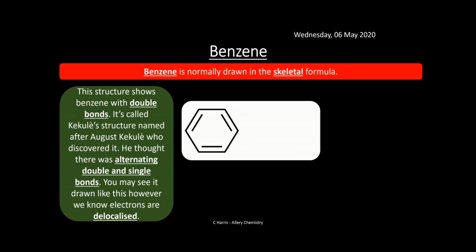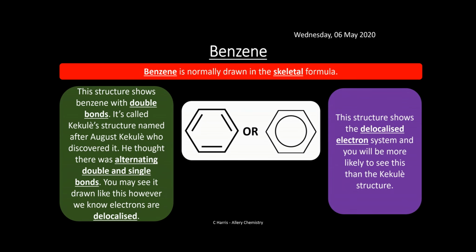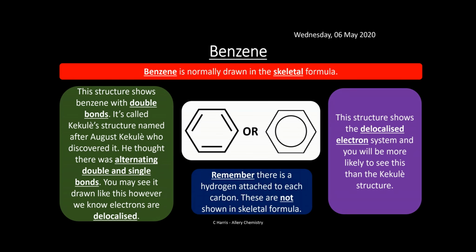And basically, he thought there was alternating double and single bonds, and you may see it like this, where you have alternating single and double bonds, or you can see it like this, where you've got the delocalized system being drawn. So we just draw a circle in the middle. Now, at A level, you'll more likely see it drawn as the one on the right here, which is the one with the delocalized system, rather than Kekulé structure. Although sometimes it's easier to draw reaction mechanisms using Kekulé structure, but at A level you're mainly going to see the circle. So that's what I would suggest you draw it as, rather than Kekulé structure.